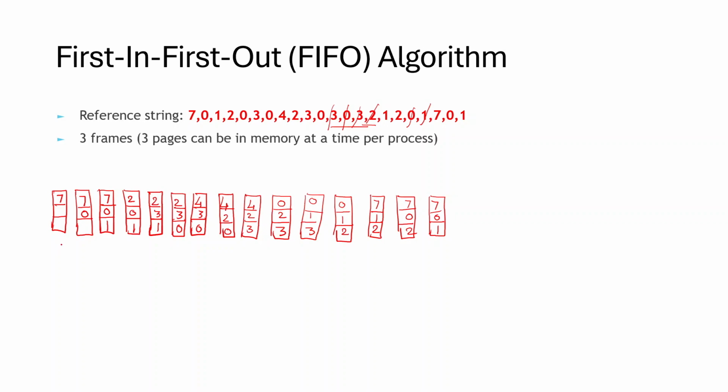Now we need to find the number of page faults. 1, 2, 3, 4, 5, 6, 7, 8, 9, 10, 11, 12, 13, 14. So the number of page faults is 15. If we are using the first in first out algorithm, the number of page faults is 15 for the given string and the given number of frames. Thank you.